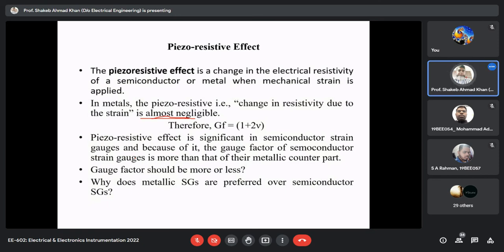अब आप ये बताइए कि ये गेज फैक्टर ज्यादा होना चाहिए या कम होना चाहिए? Is it a desirable parameter or is it a non-desirable parameter? You apply your mind and you give me the answer.